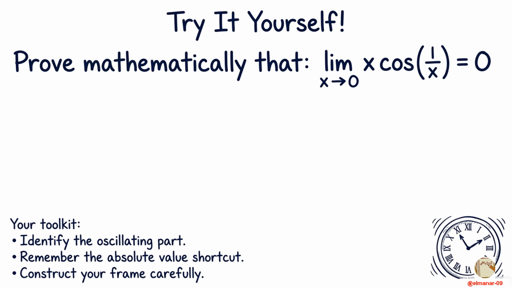Try it yourself. Prove mathematically that the limit as x approaches 0 of x times cosine of 1 over x equals 0. Your toolkit. Identify the oscillating part. Remember the absolute value shortcut. Construct your frame carefully.